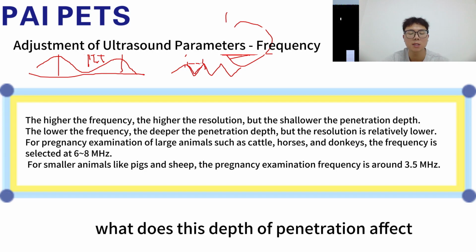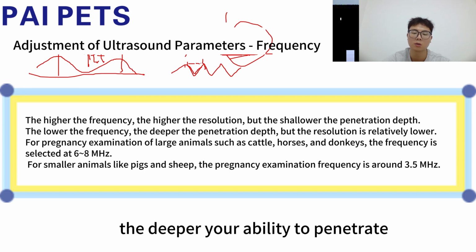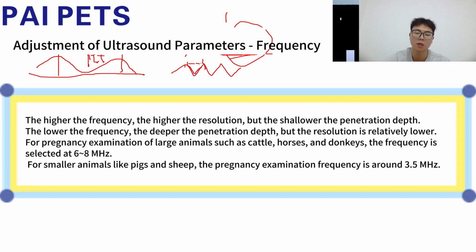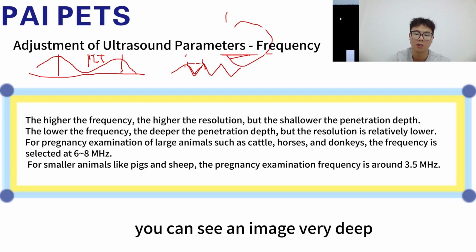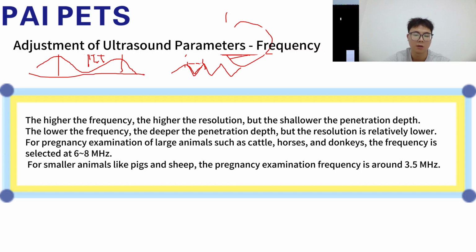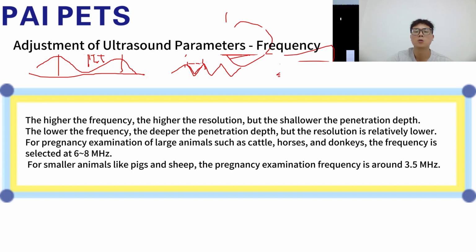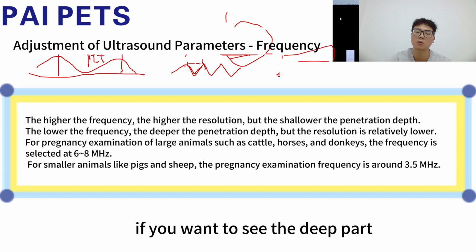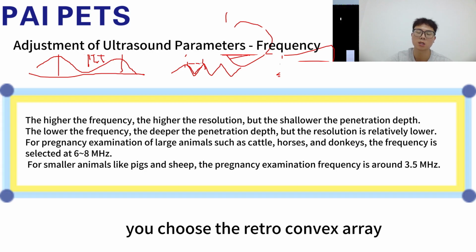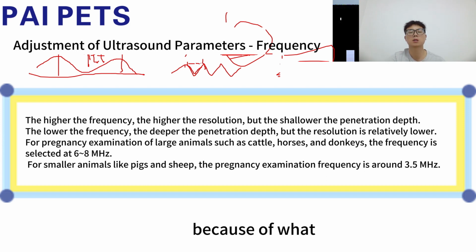What does this depth of penetration affect? For example, this is our probe going down and emitting ultrasound. The stronger your ability to penetrate, the deeper you can see in the image. If your penetration ability is weak, you only see shallow images. This is the difference between the two of them. When we choose the probe, if you want to see something shallow, you had better go for a rectal linear array. If you want to see the deep part, you choose the rectal convex array. But people generally don't use the deep parts much, because what you're doing deep down is looking at older fetuses.